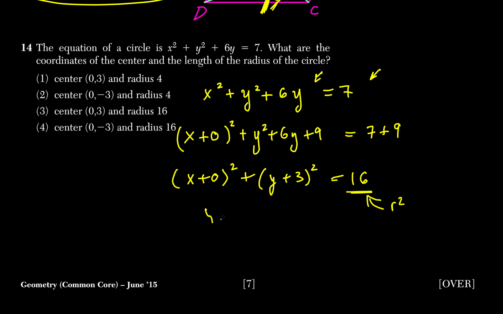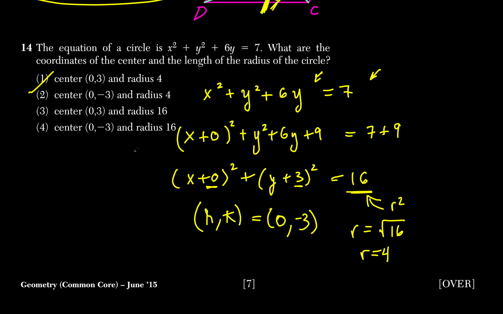Now, remember that this number here is actually the radius squared. And the h, k is the center of your circle. So here you have 0, 3. So your h, k will be the opposite of those numbers. So 0, and the opposite of positive 3 is negative 3. So that's the center. And then the radius is just the square root of r squared. So it's the square root of 16, which gives you 4. So it would be choice 2.